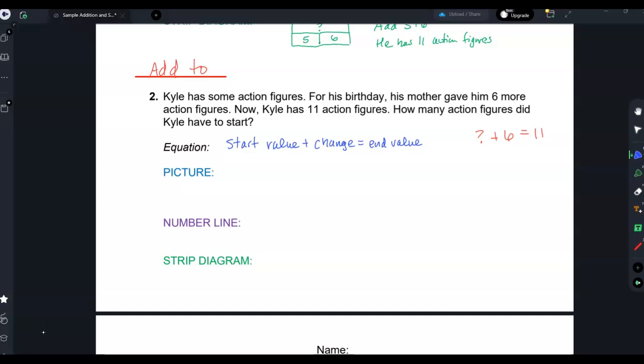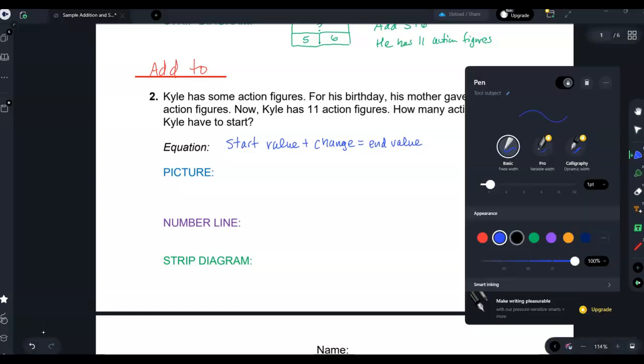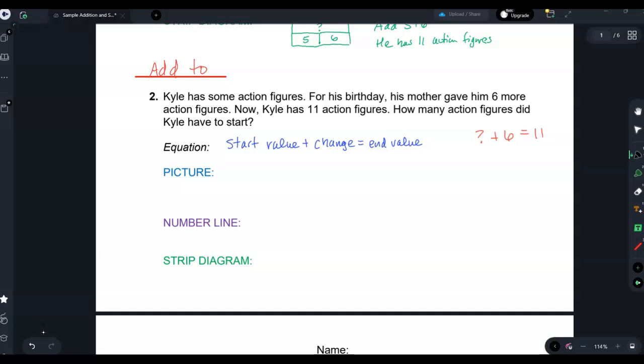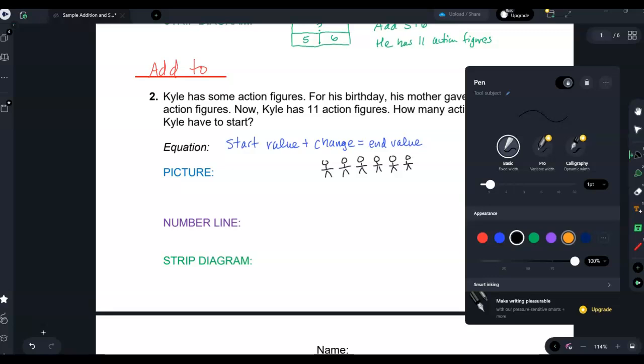So drawing this one might be a little bit more difficult because it's a little tricky. Like, where do I start? If I don't know what the starting value is, then where do I start with drawing my picture? So I don't know what Kyle has to start with. But I do know the change and I know the ending value. So we could go ahead and draw that, right? So I could say, okay, I know his mom gave him 6, so let me go ahead and draw those. And you can use boxes or whatever you like. So this represents what his mom gave him.